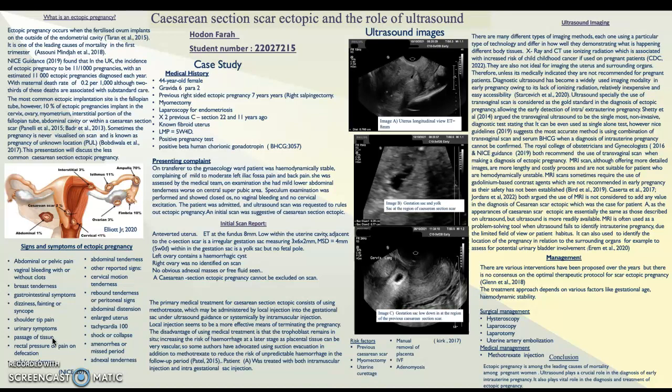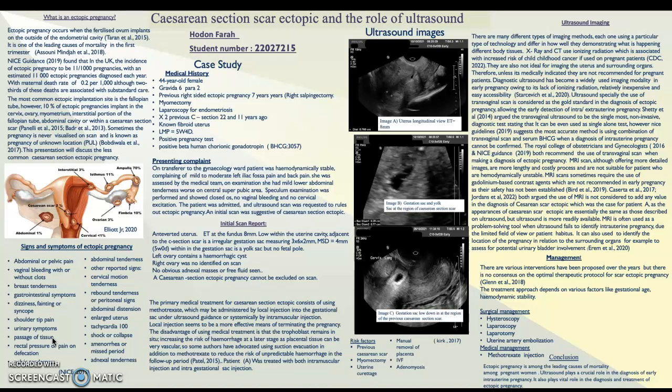known fibroid uterus, natural conception, last menstrual period made at 5 weeks and 4 days, positive pregnancy test, positive beta-HCG at A&E, and transferred to the gynecology ward. The patient was hemodynamically stable. She was complaining of mild to moderate left iliac fossa pain and back pain.